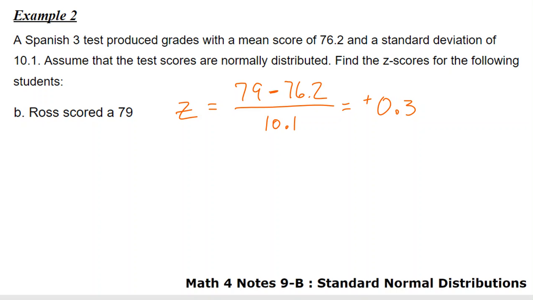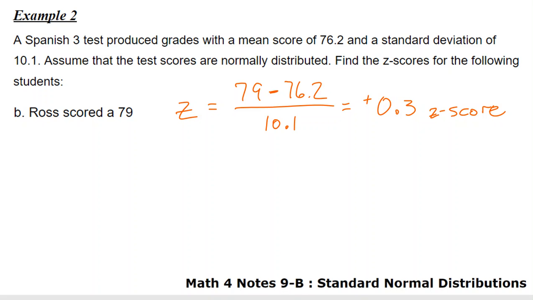But most of the time, if you've got a big, long, ugly decimal, just round it to 1 decimal place. And this is their z-score. Now, understand what this is saying about Ross's score. This is saying that Ross was above the mean. He was slightly above the mean.